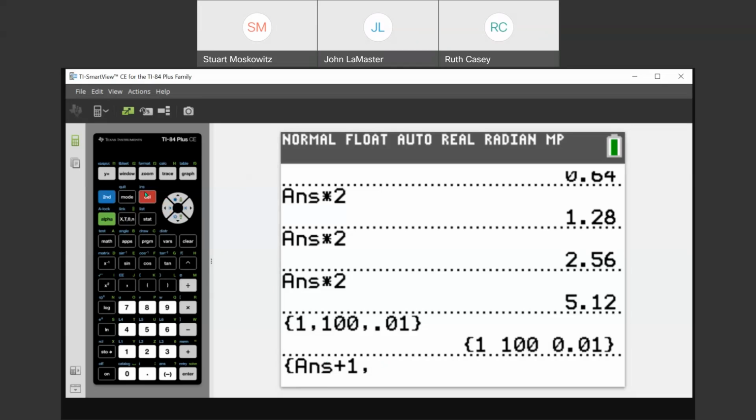Second, I'm going to change the cursor to insert. Be careful. Make sure you get that second key, because if you don't, you're going to delete instead of insert. So now I have an insert cursor, which will allow me to type paren 1, close paren. So that means first answer plus 1. And now I'll use the arrow key to come back out.